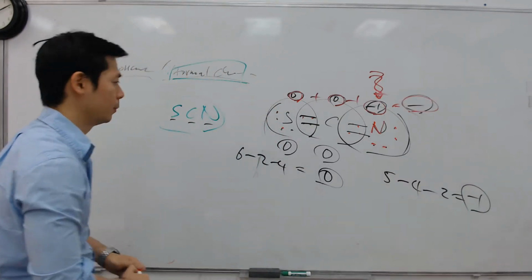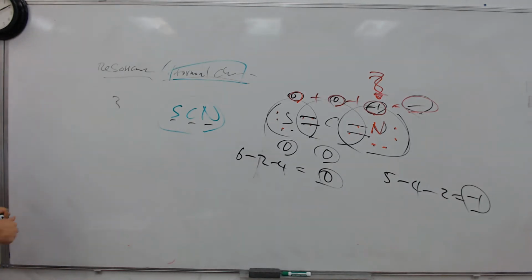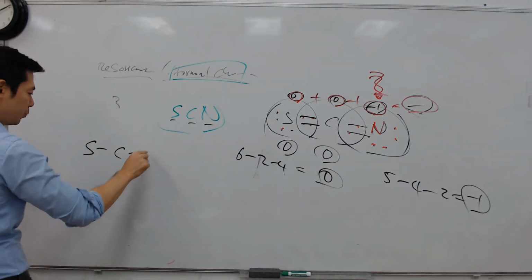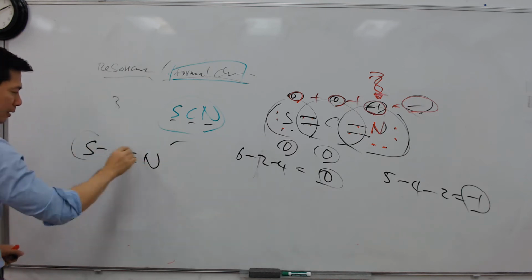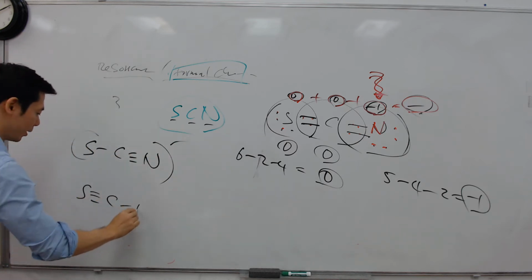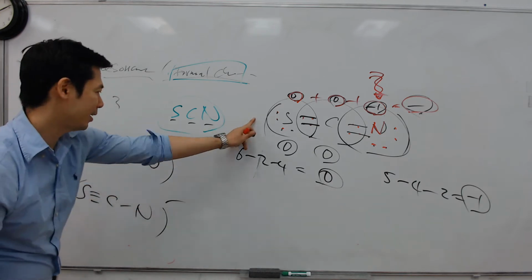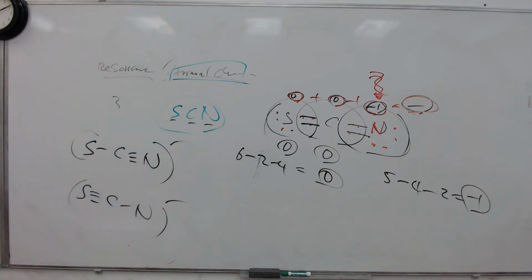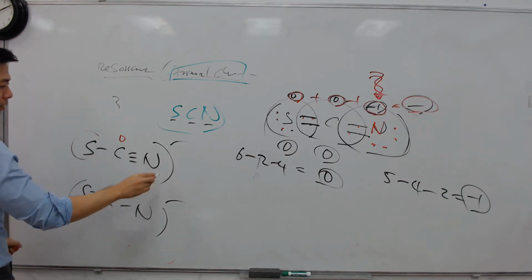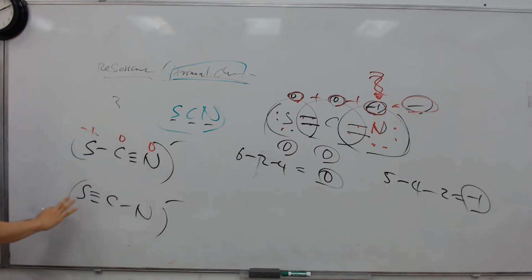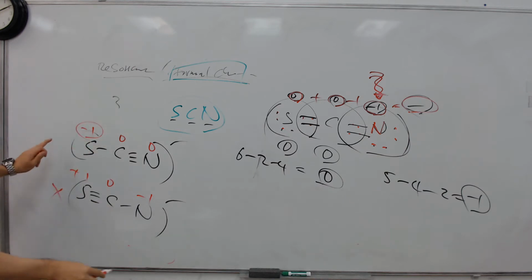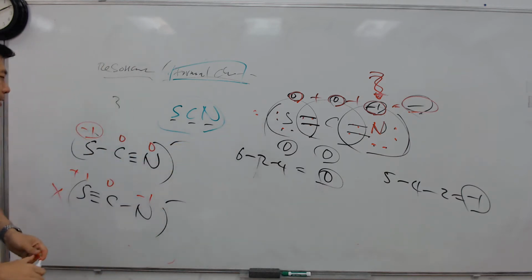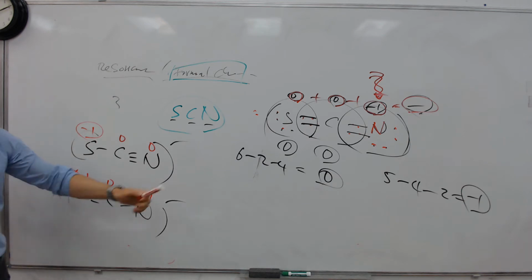You could also draw a triple bond, which could be one of the shapes: triple bond here, or triple bond there. So which one is it? If it's this one, it'll be 0 here, 0 here, and minus 1 here. If it's the other, it'll be 0 here, minus 1, and plus 1 here, which is not good. Comparing the two, because nitrogen has a high electronegativity, that's the better shape.